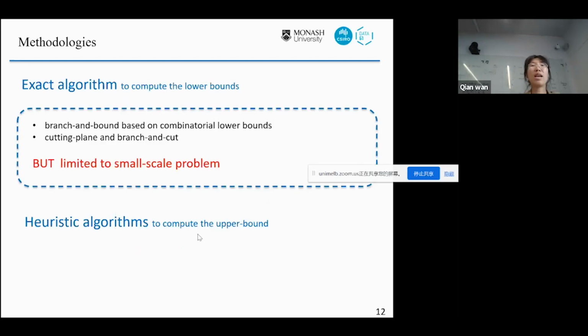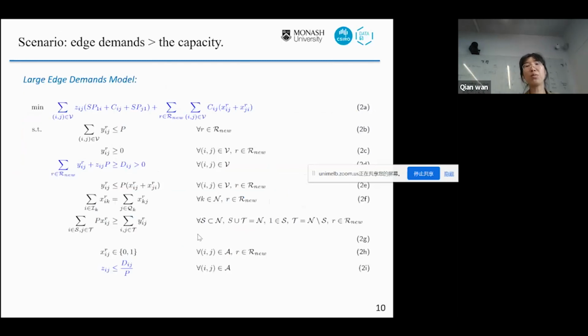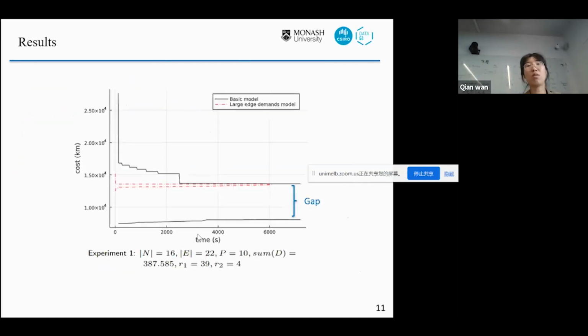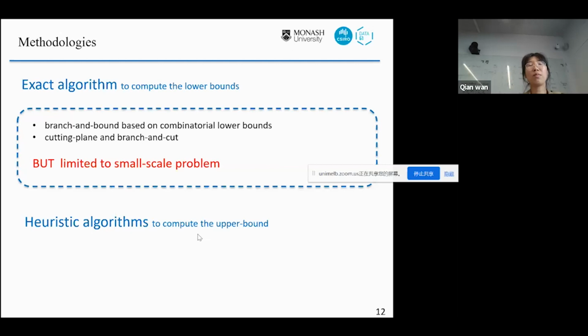And then we want to solve the two different models. There are a lot of exact algorithms to solve this kind of routing problem, like branch and bound, based on complementary lower bounds, and cutting planes and branch and cut methods. But they are limited to small-scale problems. So here we are using a heuristic algorithm to compute the upper bound for this kind of problem.